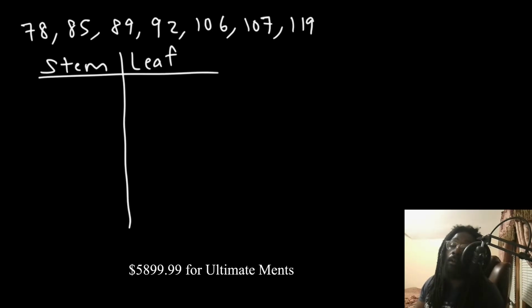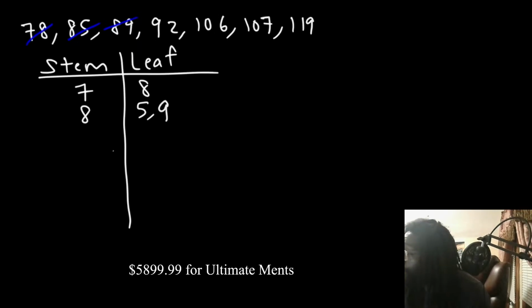So when I get to the first number, 78, we're going to write 7 in the first column and an 8 in the second column. I don't even have to write 1, 2, 3. Next, we put the 85 and 89. So we're going to put an 8 for the first digit and then 5 and 9 for the second. And then it's 92, so we're going to write 9 and 2.